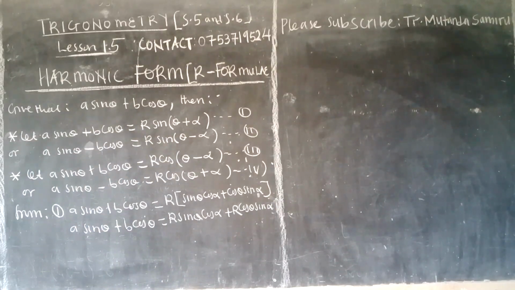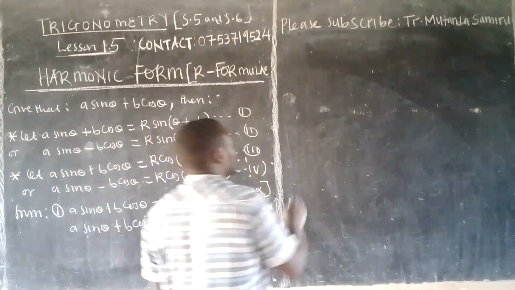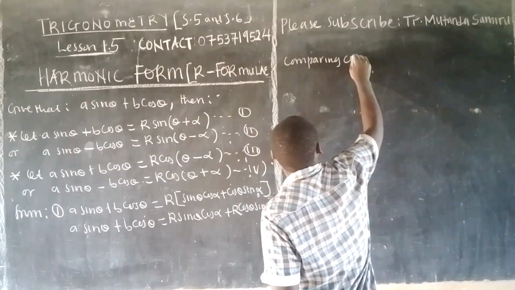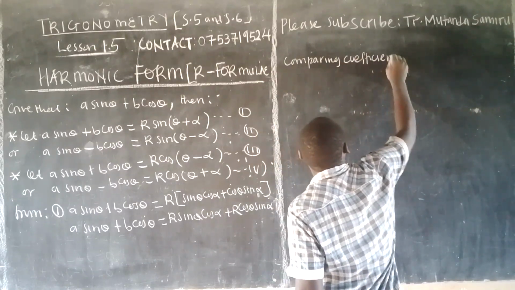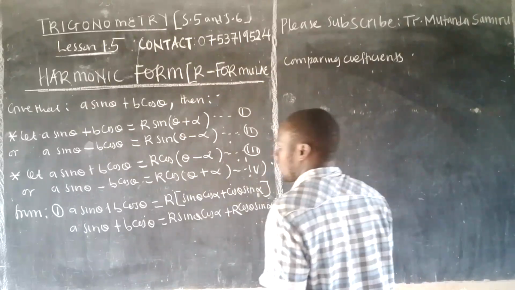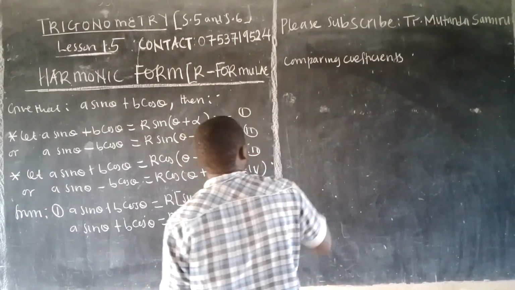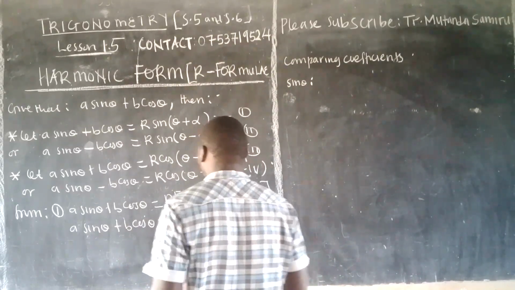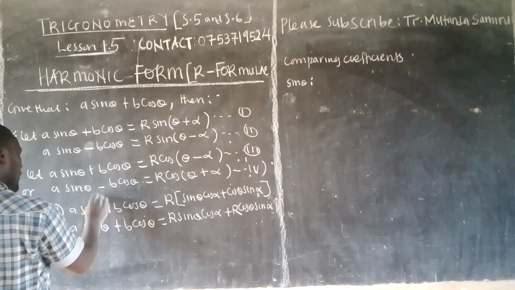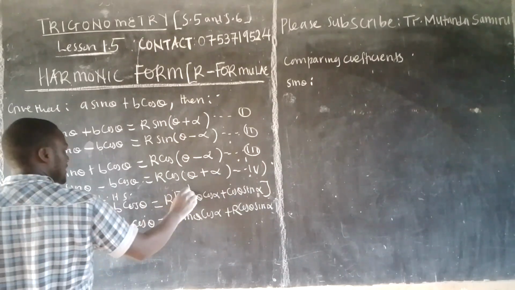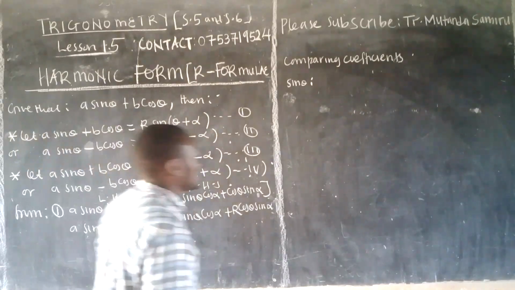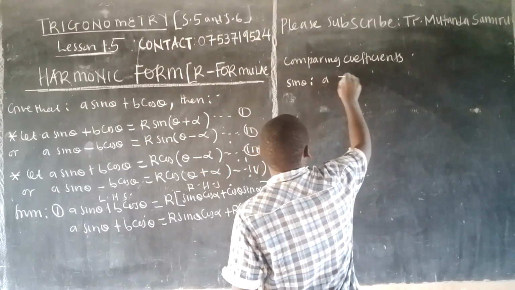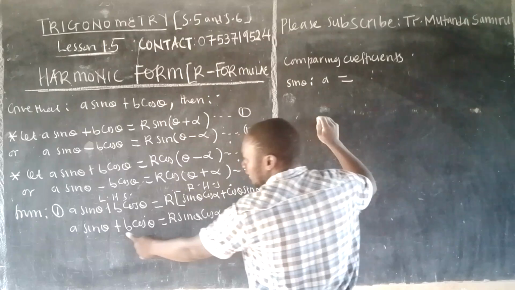Now from here, you can say, comparing coefficients. To compare coefficients, what do I mean? For example, I'm comparing coefficients of sine theta. This is now my left hand side, and this is my right hand side. So on the left, the coefficient of sine theta is A. You don't mind about the plus.